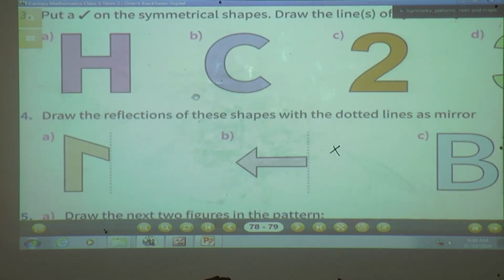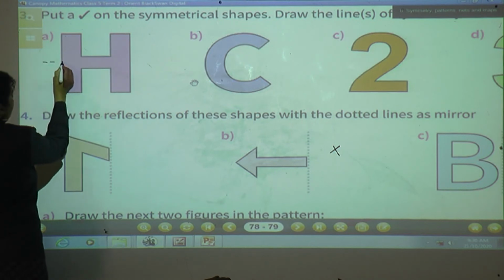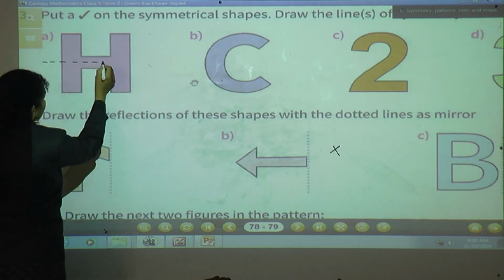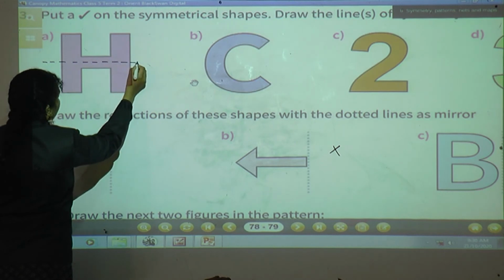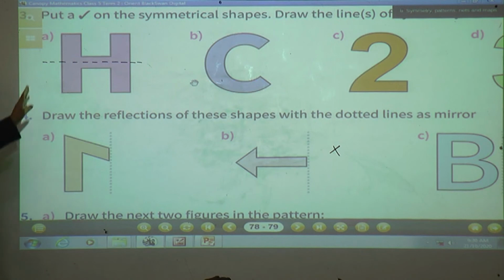First one, they have given here the alphabet H. So we have to tick the symmetrical shape and we have to draw the lines of symmetry. Now students, here if I draw a horizontal line, this line can divide the H into two equal parts. That means this horizontal line is an axis of symmetry, that means a line of symmetry.